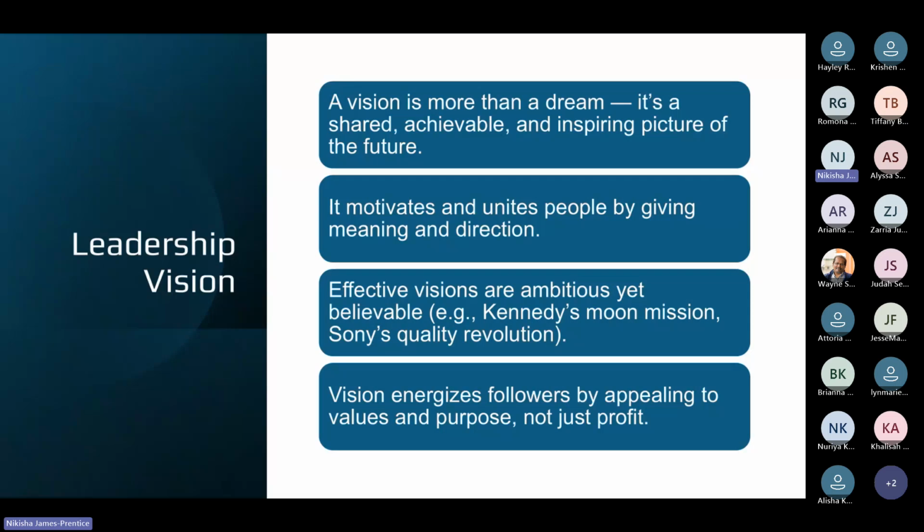So locally, can anyone think of a vision from a company? So the Trinidad and Tobago Police Service has a vision to make every place in Trinidad and Tobago safe. That's an example of a short vision from a local organization.